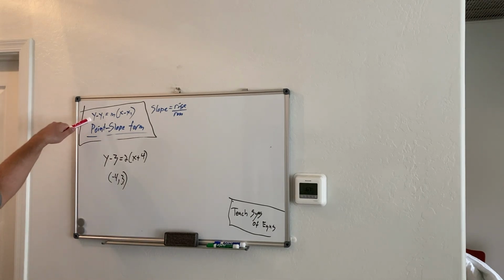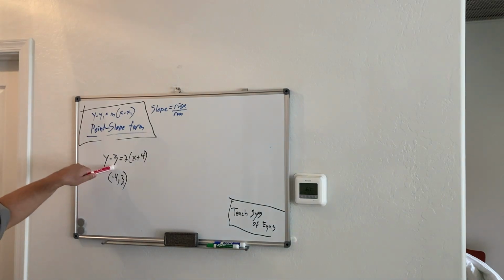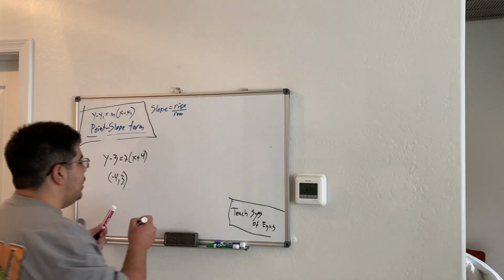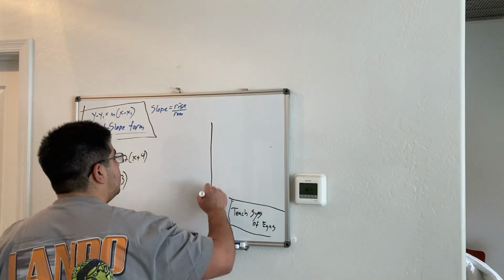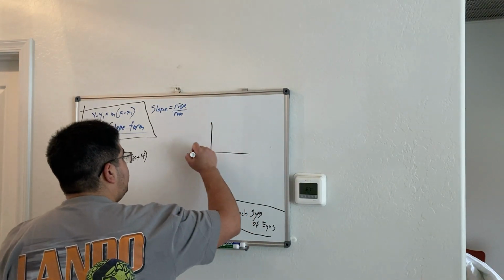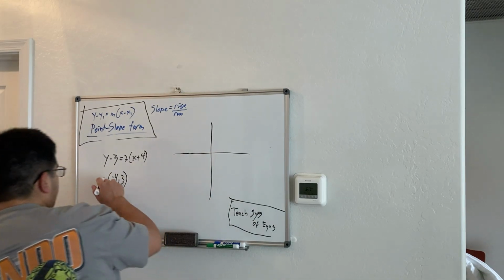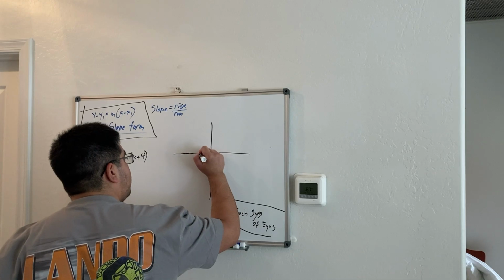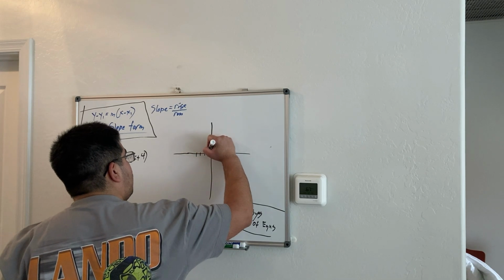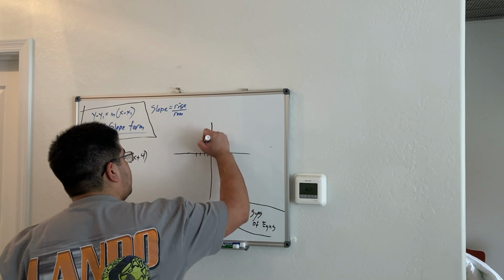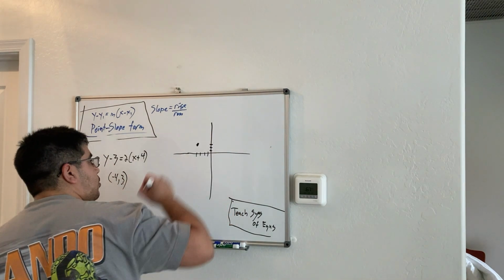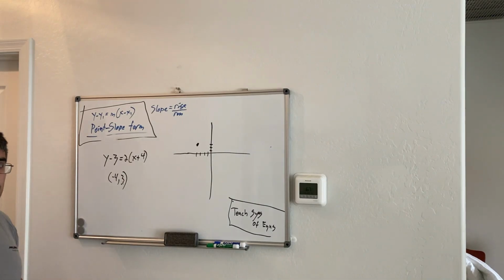Again, point and slope form is y minus y1. So it's going to be the opposite of that coordinate. All right, anyways. And then we can put up that point. All right, so the point is -4, 3. 1, 2, 3, 4. 1, 2, 3. Put a point right here.